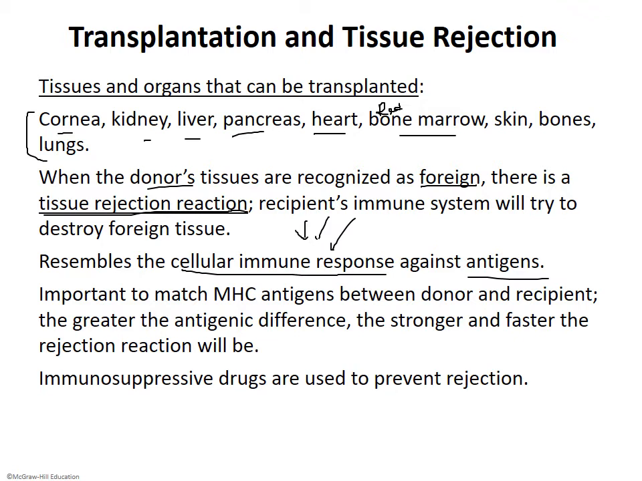So it's important to match the major histocompatibility antigens between donor and recipient. Remember, these are the things that the macrophages are going to use to present the antigens. So this is the key, being able to match that. If something happens and we can't reverse it, you have to take immunosuppressive drugs that will prevent this reaction. But it also prevents your immune system from functioning fully anyway.